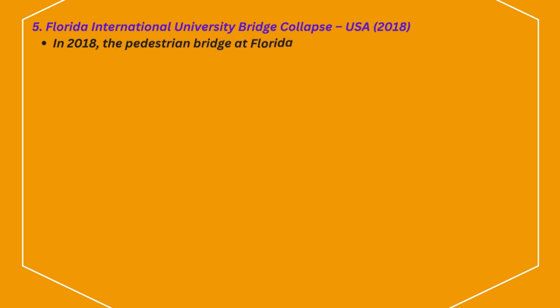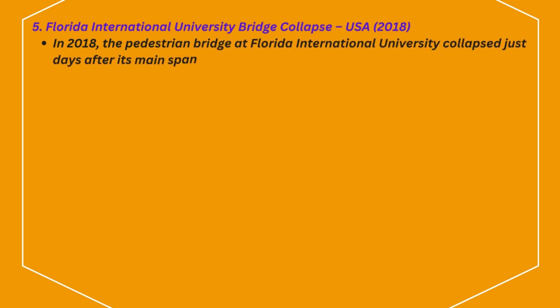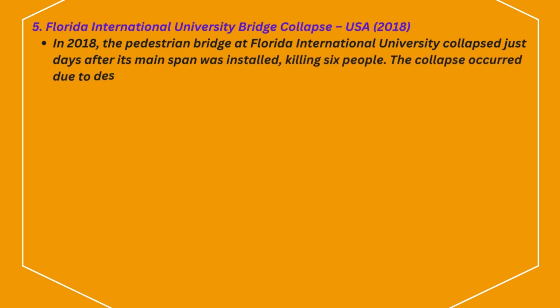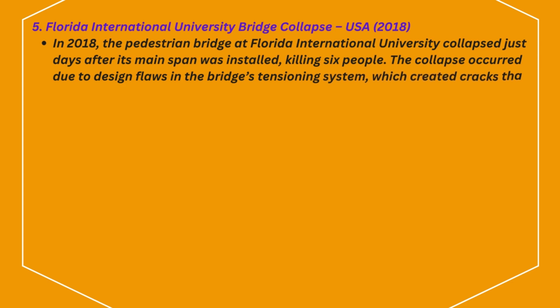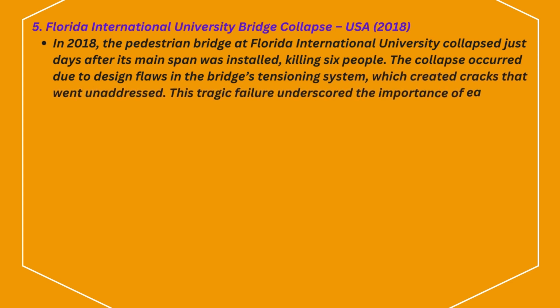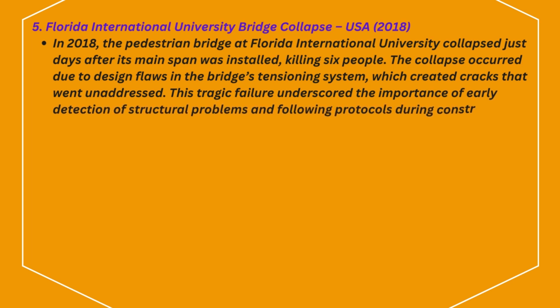5. Florida International University Bridge Collapse, USA, 2018. In 2018, the pedestrian bridge at Florida International University collapsed just days after its main span was installed, killing 6 people. The collapse occurred due to design flaws in the bridge's tensioning system, which created cracks that went unaddressed. This tragic failure underscored the importance of early detection of structural problems and following protocols during construction.